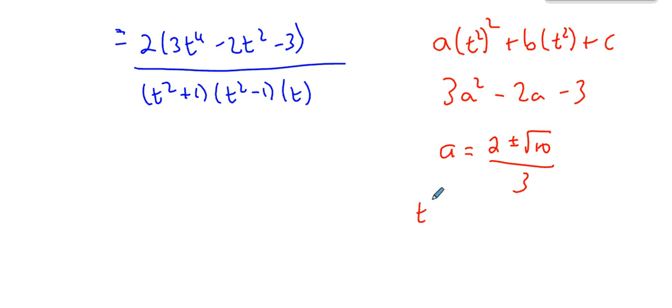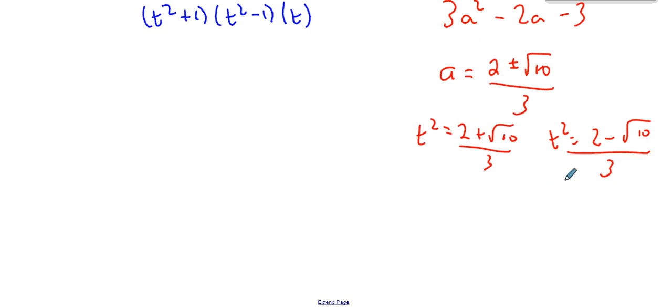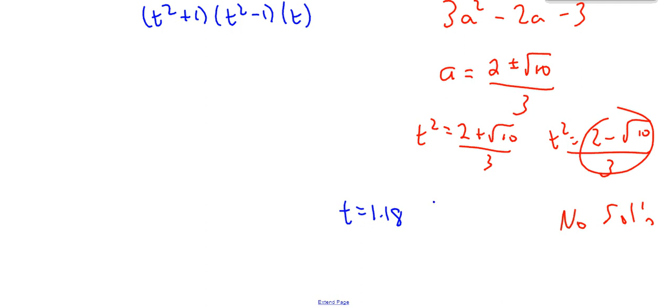which means that t squared is equal to 2 plus root 10 over 3, or t squared is equal to 2 minus root 10 over 3. Obviously, I didn't say this, but I've already set it equal to 0. I'm finding critical values right now. Now over here, t squared is a negative number, and I can't square something and get a negative, so there's no solutions from this side. But here, if I do that math and convert into decimals, I get that t could be 1.18, or t could be negative 1.18. So those are my critical values.